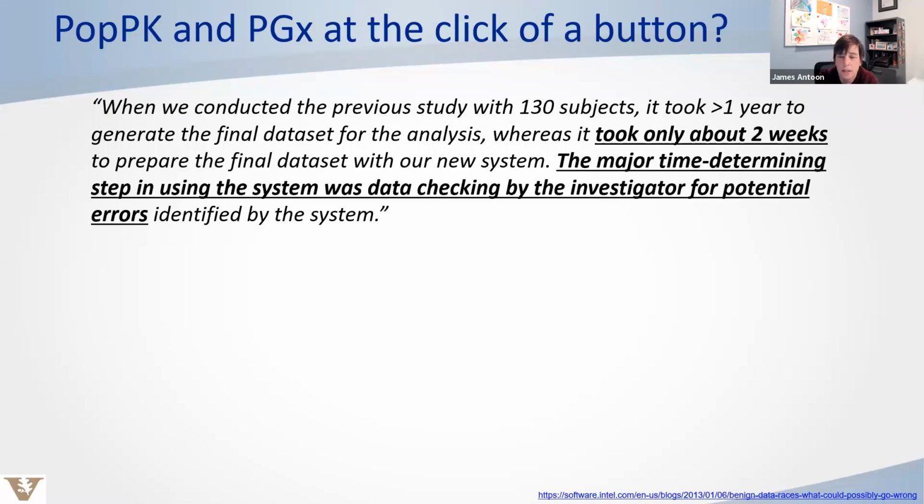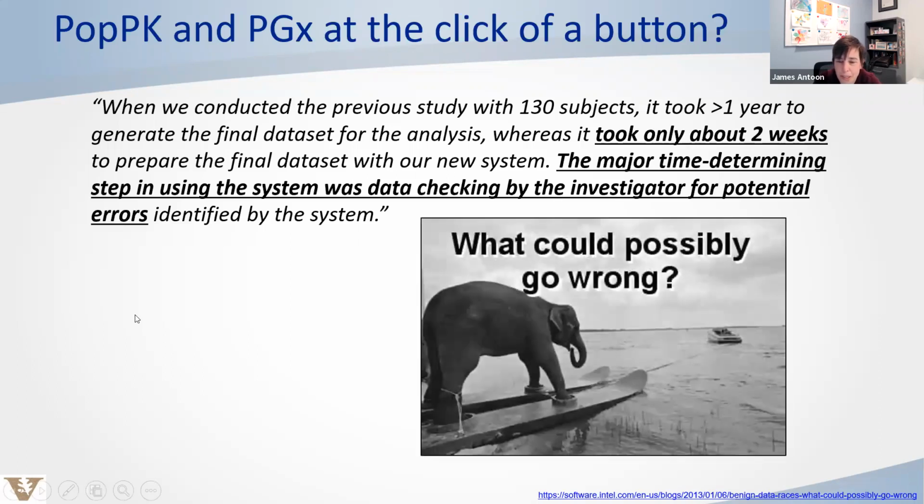And then the major time-determining step in using the system was data checking by the investigator for potential errors in the system. So what that's saying is Lena would send the files to Sara Van Driest, who took too long to double check all of the data in order to make sure we had everything right. So next slide. What are some of the things that we checked for? What could possibly go wrong?